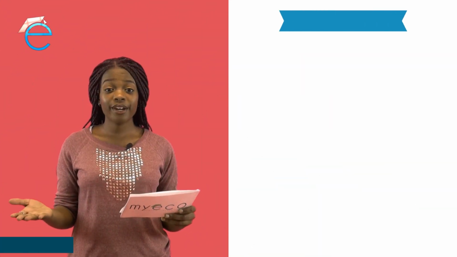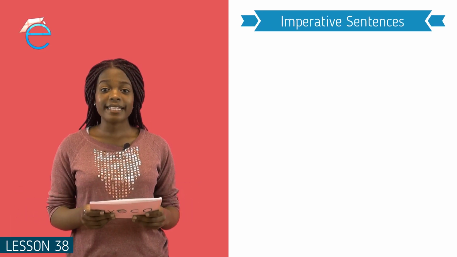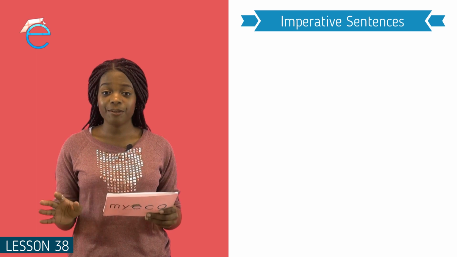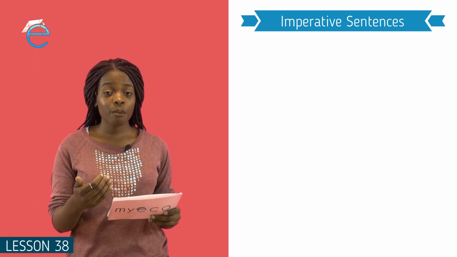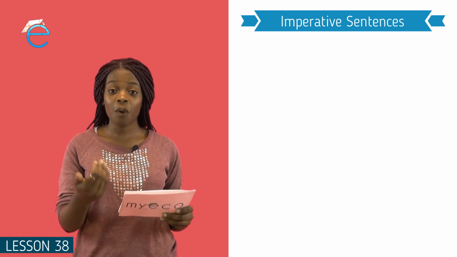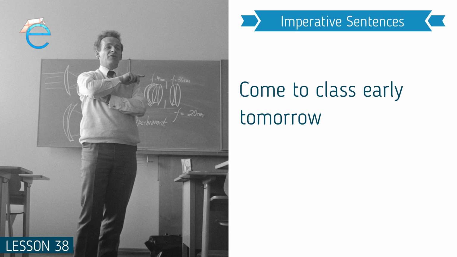Okay, so what have we learned about imperative sentences? The first thing that we learned is that we start them with no subject and straight away with our verb in its base form, or what we call verb 1. For example, come to class early tomorrow. Straight away, there's our verb at the beginning and no subject.